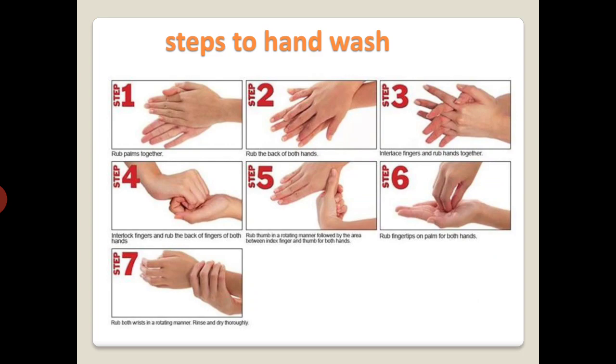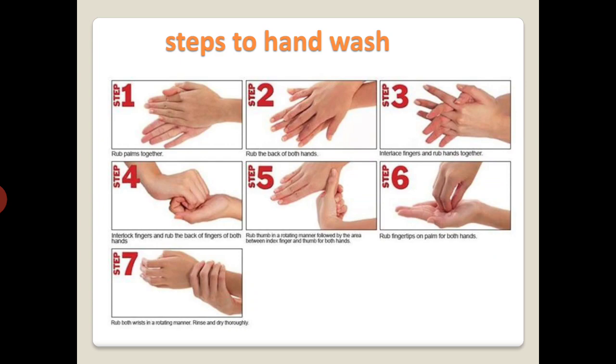And the third step, palm to palm with fingers interlaced. The fourth step, back of the fingers to opposing palms with fingers interlocked. The fifth step, rotational rubbing of the left thumb clasped in right palm and vice versa. And the sixth step, rotational rubbing backwards and forwards with clasped fingers of right hand in left palm and vice versa.